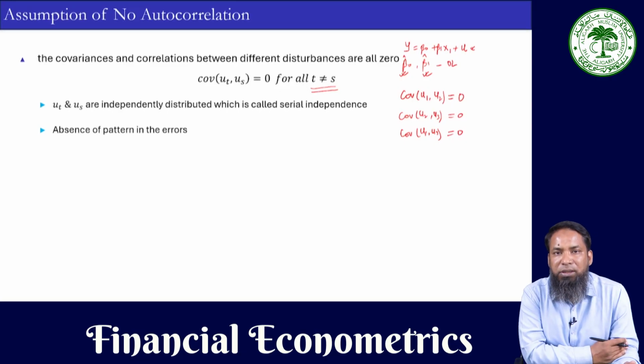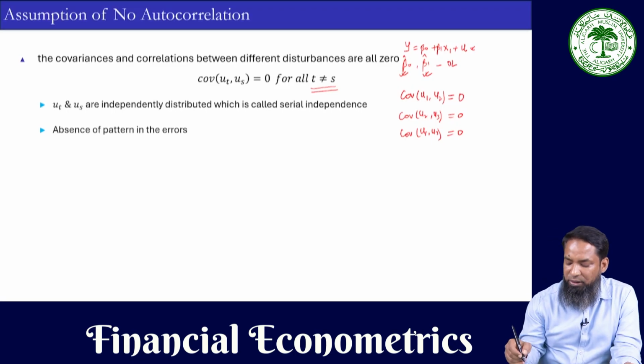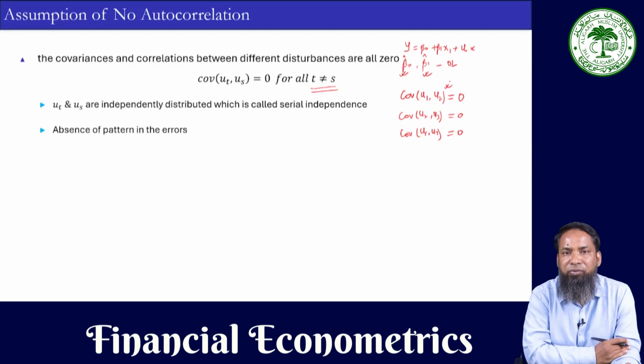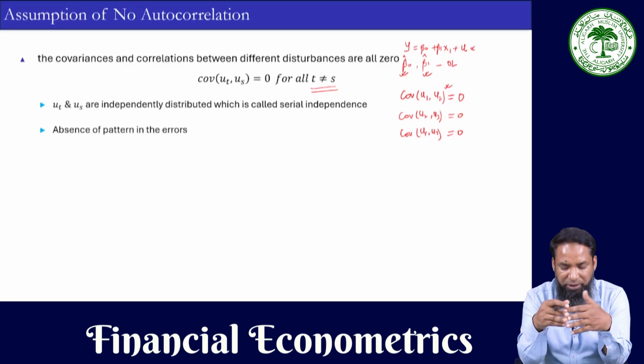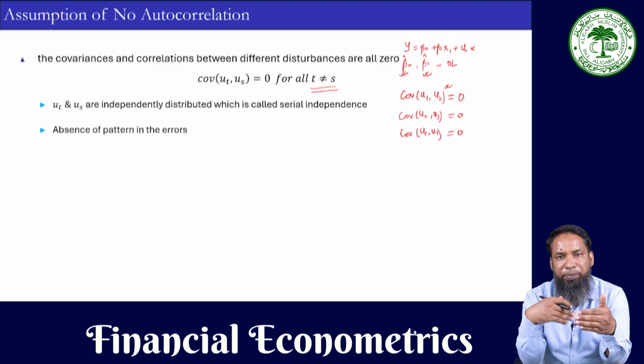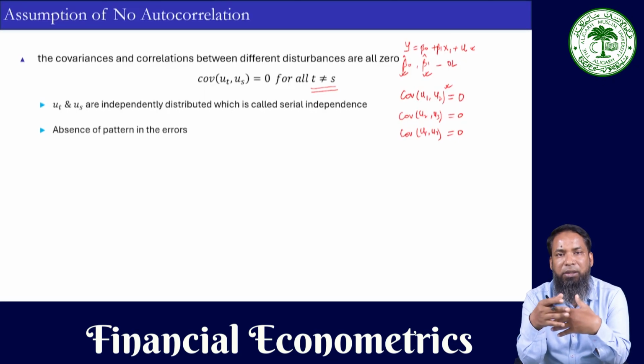The name autocorrelation has been derived because here we are dealing with the same variable at different lags, therefore we call it autocorrelation. So when we assume there is no autocorrelation, what we mean is that the error terms ut and us are independently distributed, which is called serial independence. So there is no dependency, no relationship between one lag and the other, or in other words there is an absence of pattern in the errors of the regression model.